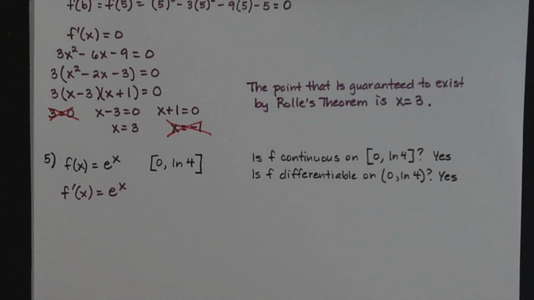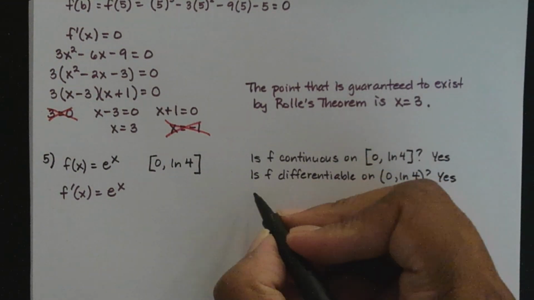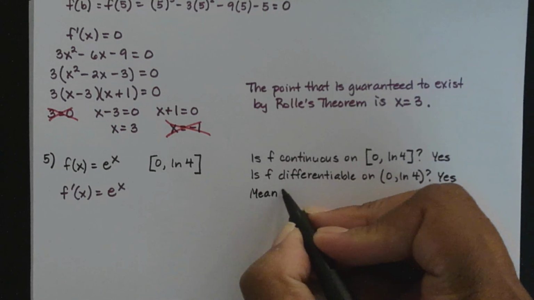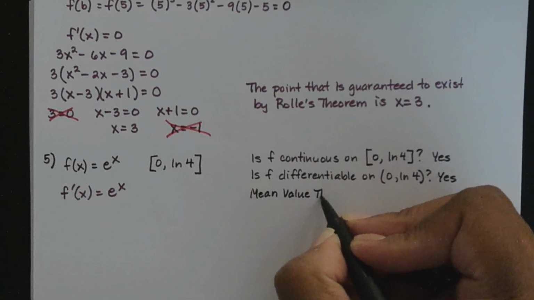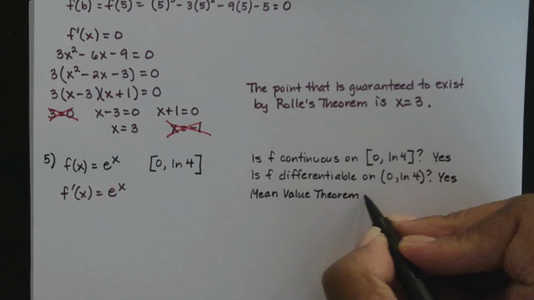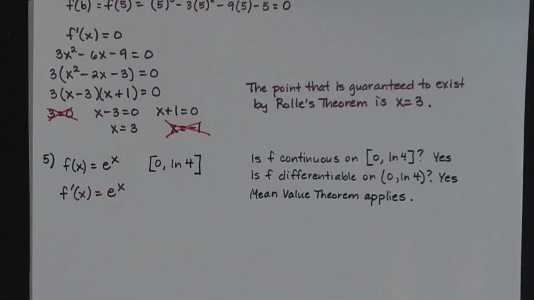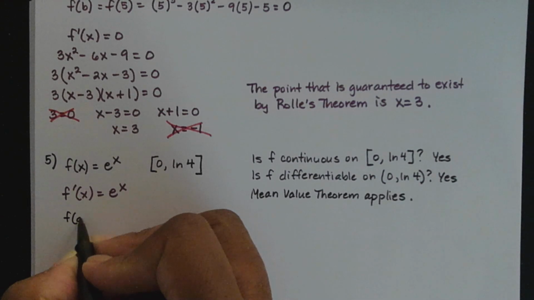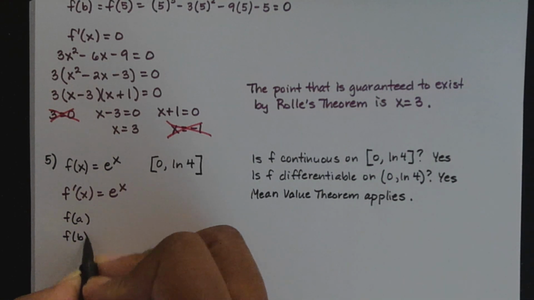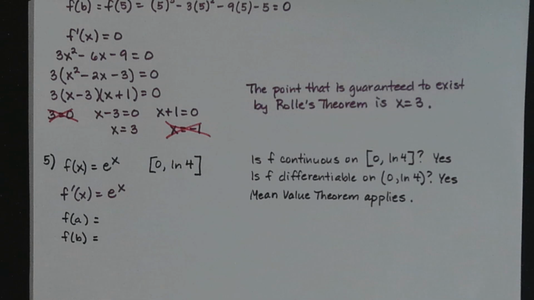Okay. So now, since both conditions are met, we can say that the mean value theorem applies, or can be applied. So now we need to find the points that are guaranteed to exist by the mean value theorem. All right, so let's first find out what f of a is and what f of b is.